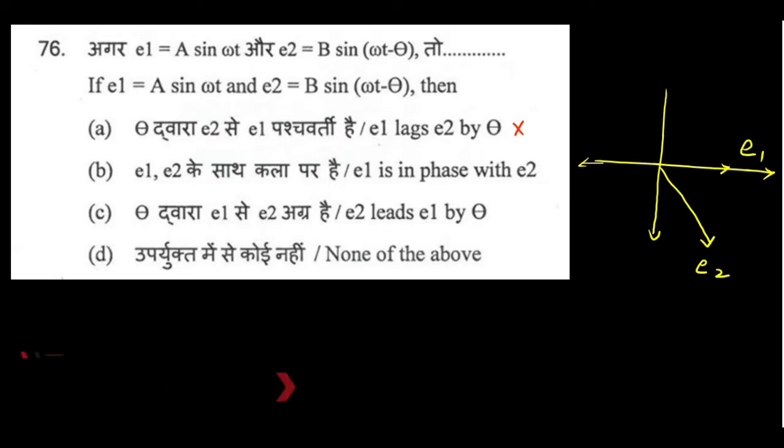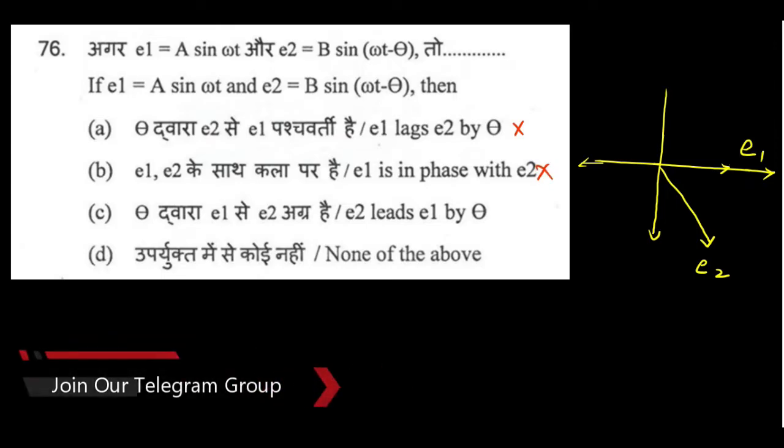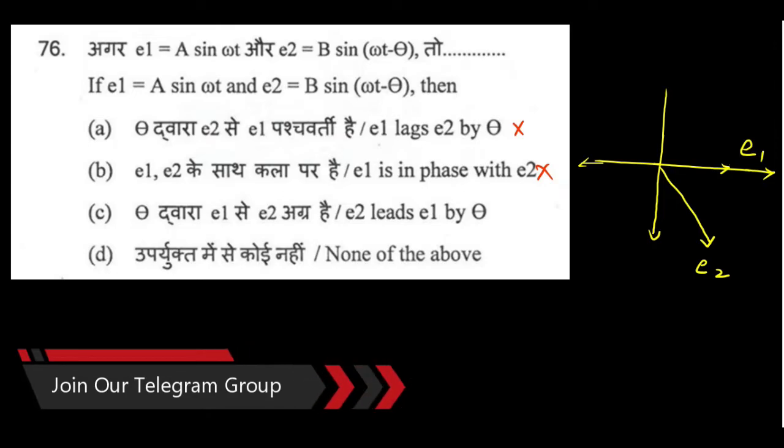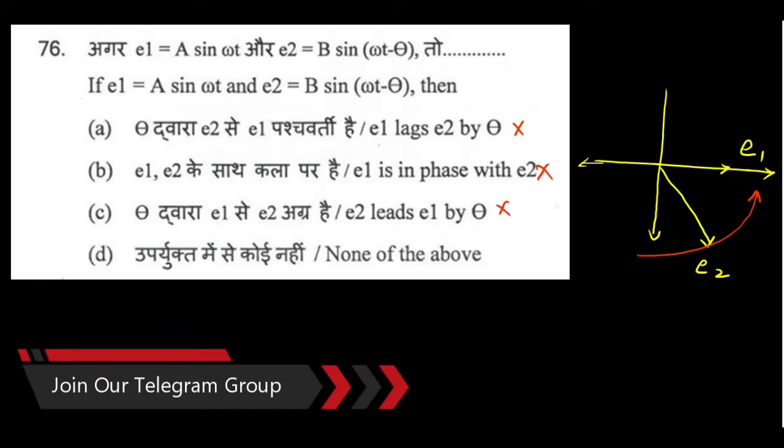It is minus phi, the phase angle with E2. So E2 should lag. E1 is in phase with E2, not at all possible. E2 leads E1 by phi. E2 is leading? No. See, because we move anti-clockwise, E2 is lagging. So this is also wrong. So the answer is option D, none of the above.